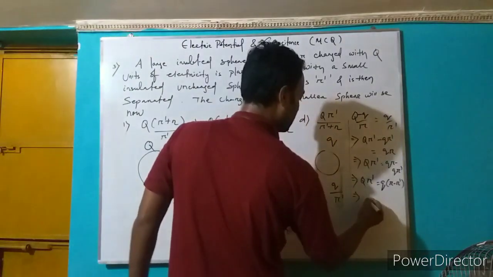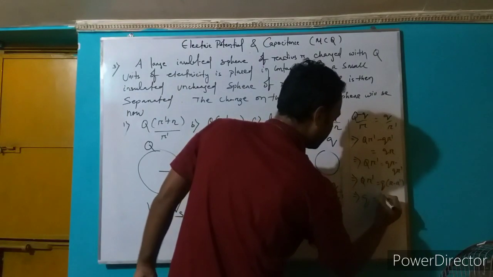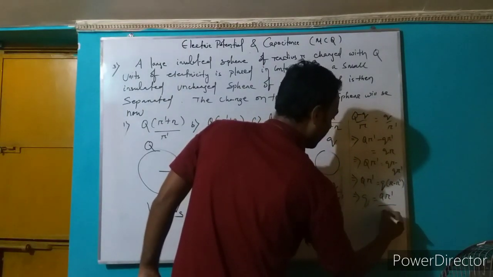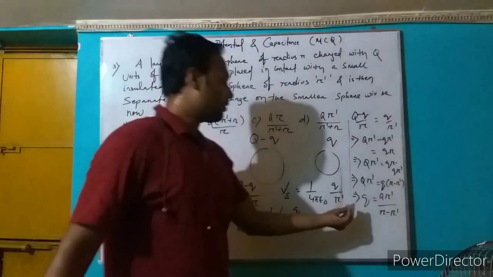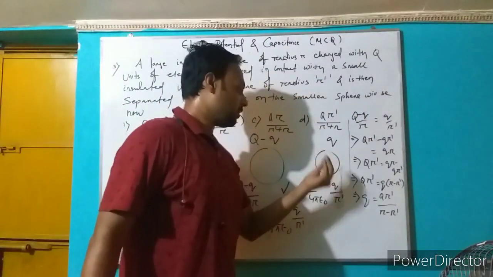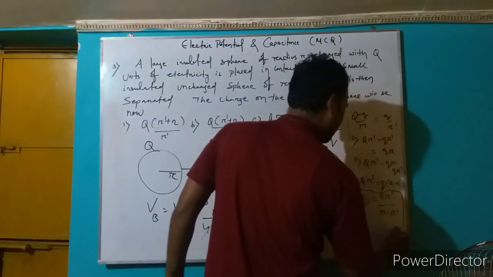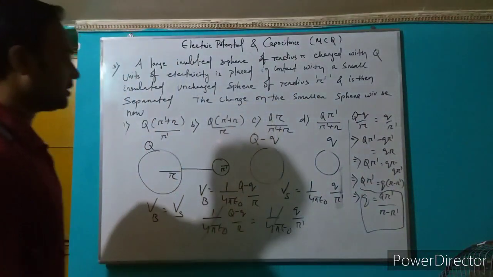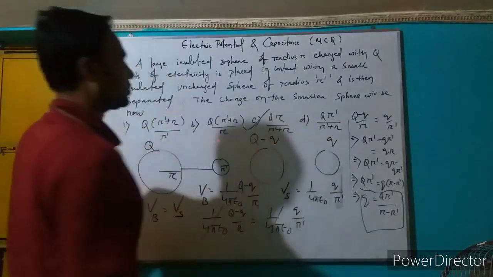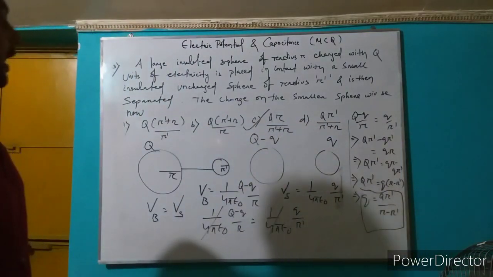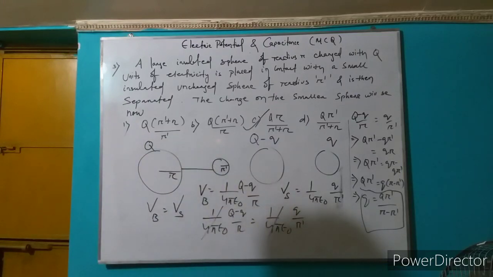That implies the smaller q equals how much? That means Q r prime divided by r plus r prime. So how much charge will be stored in the smaller sphere? That is q equals capital Q r prime divided by r plus r prime. Which option is correct? The third option is correct, that is Q r by r prime plus r. Okay. Now my next question.